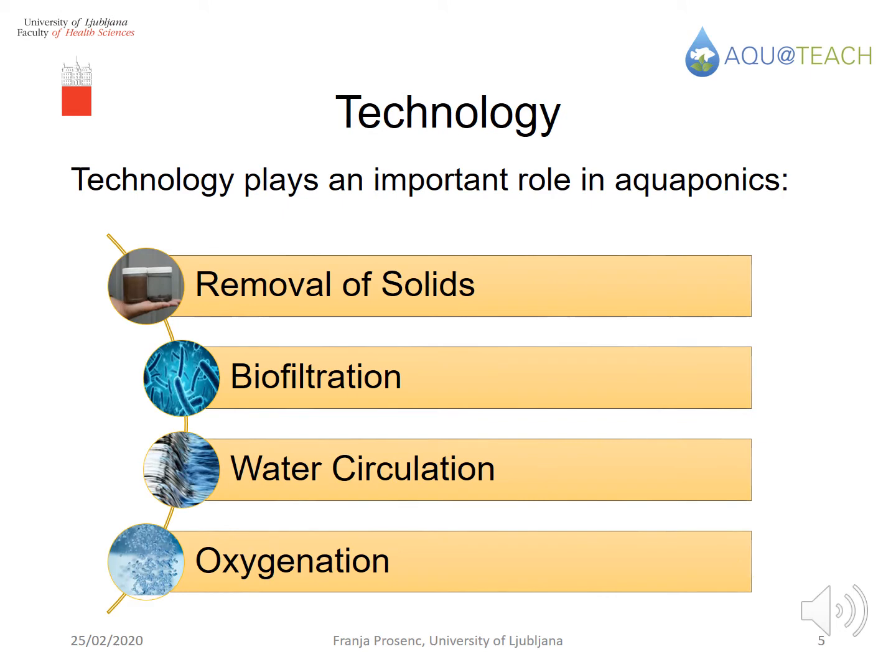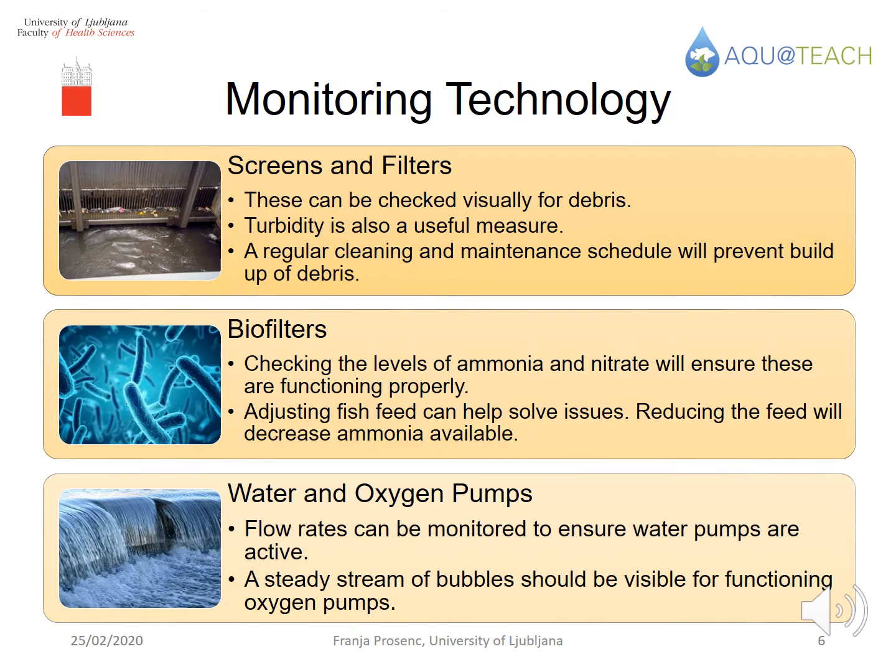Technology plays an important role in aquaponics, as it provides a mechanism for certain characteristics of a natural system to be replicated, and it allows for control over conditions. There are four main parts which will be covered. The removal of solids, which relies on screens and filters to remove the accumulated solids. Biofiltration, which converts ammonium from fish waste to nitrates to be used by plants. Water circulation and air supply are also controlled by technology through the use of water pumps and air pumps.